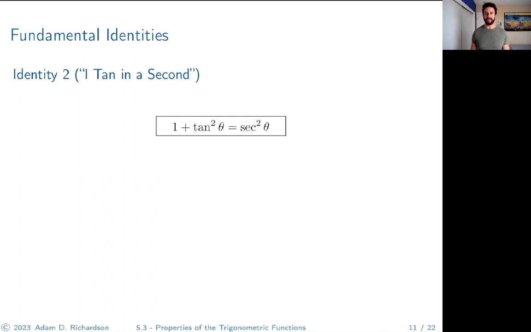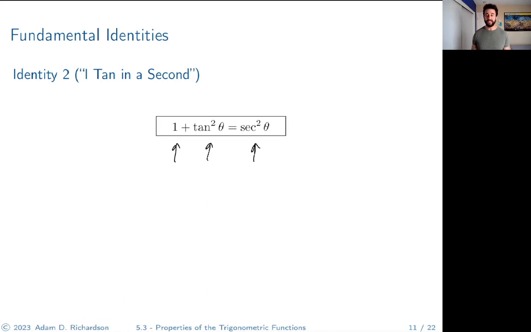Let's see another one. So this is another identity, and this is the one that I call I tan in a second. And the reason I call it that is because one of my previous students years ago told me this mnemonic for remembering this identity because I had never heard it before. And he blurted it out, and I fell in love with it immediately. It's a great mnemonic to remember this identity. The mnemonic is I tan in a second. And what's the identity? It's 1 plus tangent squared theta equals secant squared theta. I tan in a second. You just got to remember to square the tangent and the secant.